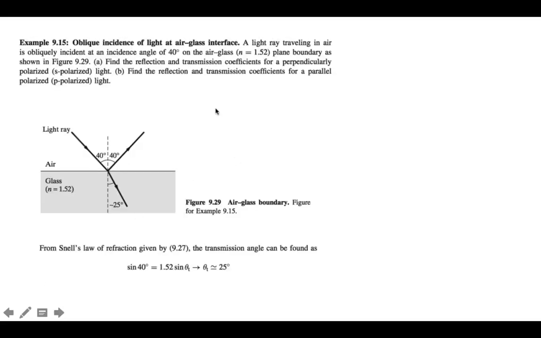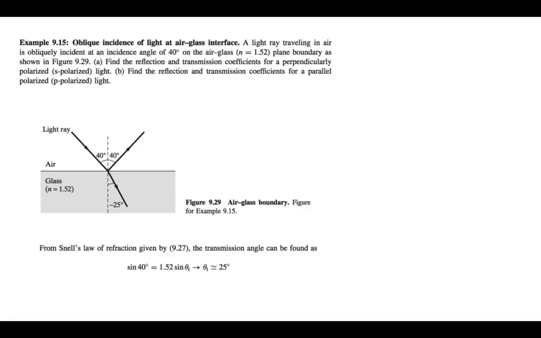So as an example, let's just compare reflection for a couple of different cases. We have a light ray here that comes in with an incident angle of 40 degrees. It's obviously going to reflect. Some of it's going to transmit. And we're told that this is an air glass boundary, glass having an index of refraction of 1.52. And we're asked to find the reflection and transmission coefficients for perpendicularly as well as parallel polarized light.